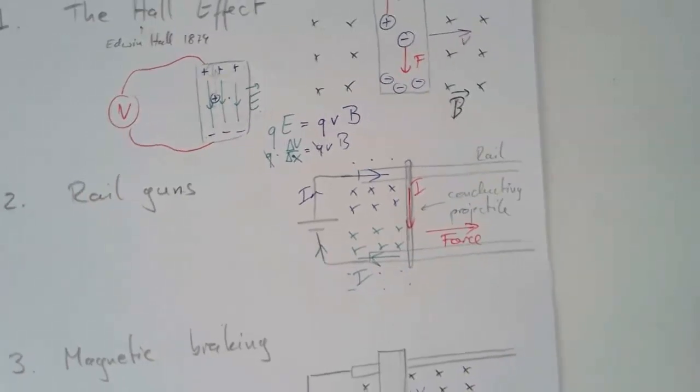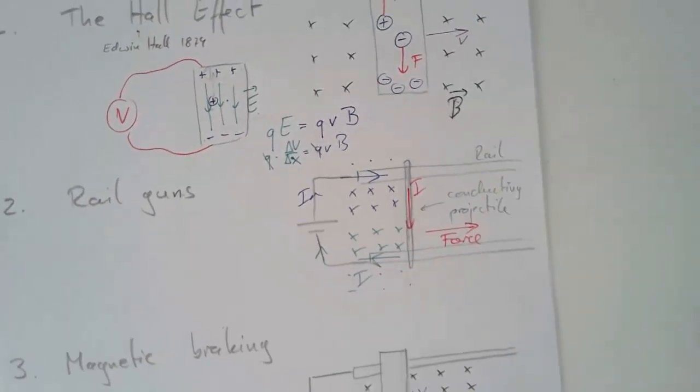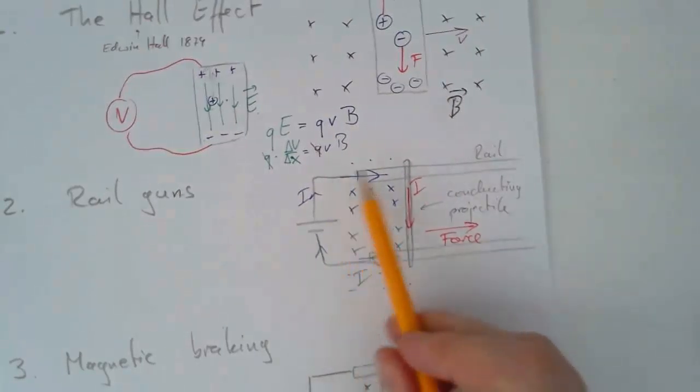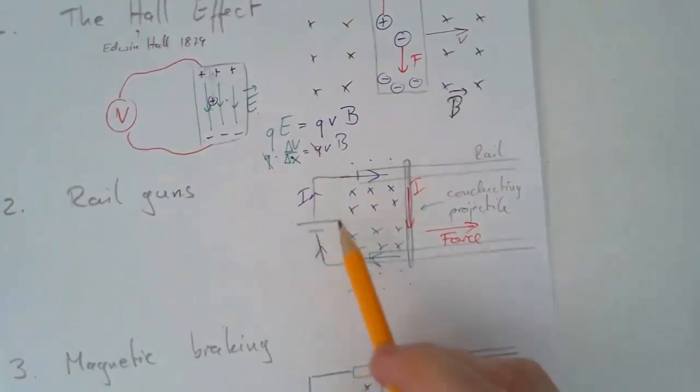Now, to make this actually work effectively, you need a very, very large current. You notice there's nothing of notable resistance in this circuit. It's just a really high voltage.